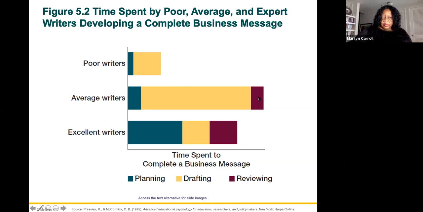They spend very little time reviewing. And then poor writers, and I guess that's where I was: I plan and I draft and I moved on. I did not review, and that was not good. It puts a mark against me, especially as it goes through the organization. And so everybody's not the best writer.